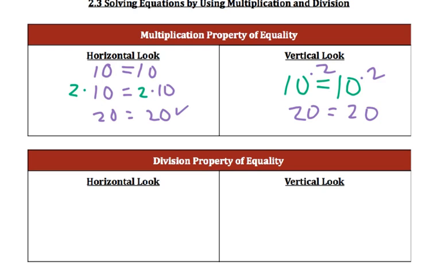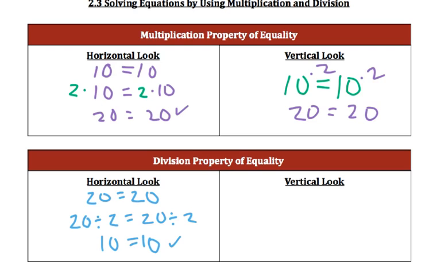For the division property of equality, I guess we could use the number 10 again, but let's just do 20. As long as you take the left side and divide it by the same number on the right, you'll get 10 and 10. So that's the horizontal look of what the division property of equality looks like.